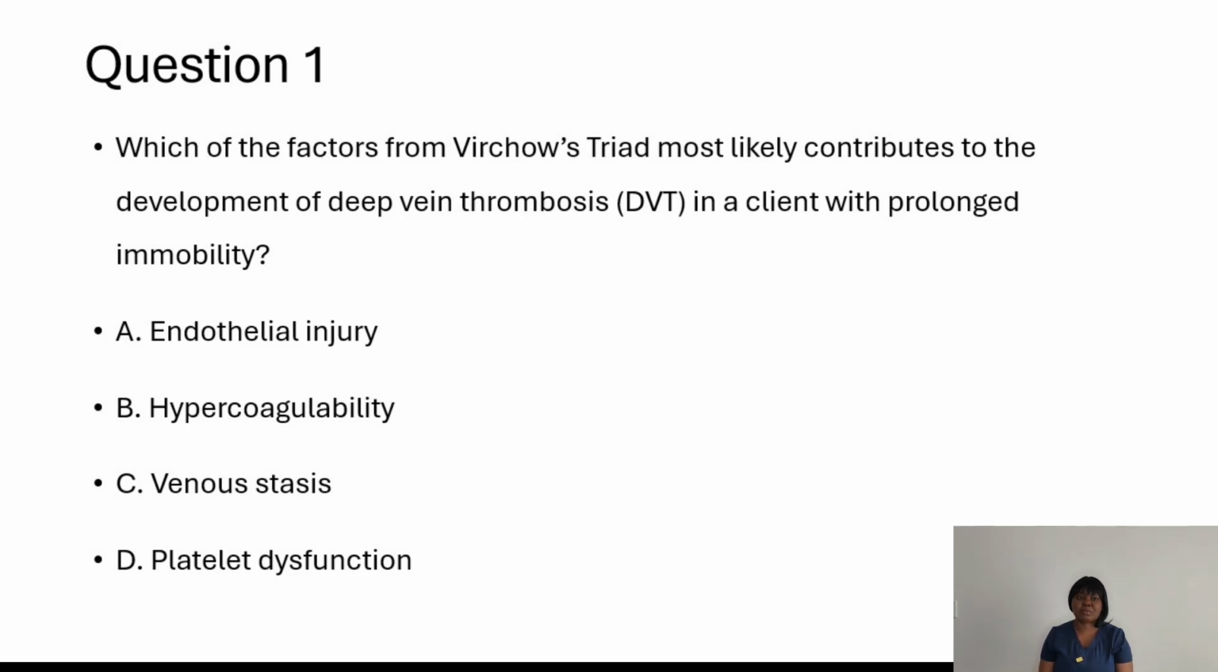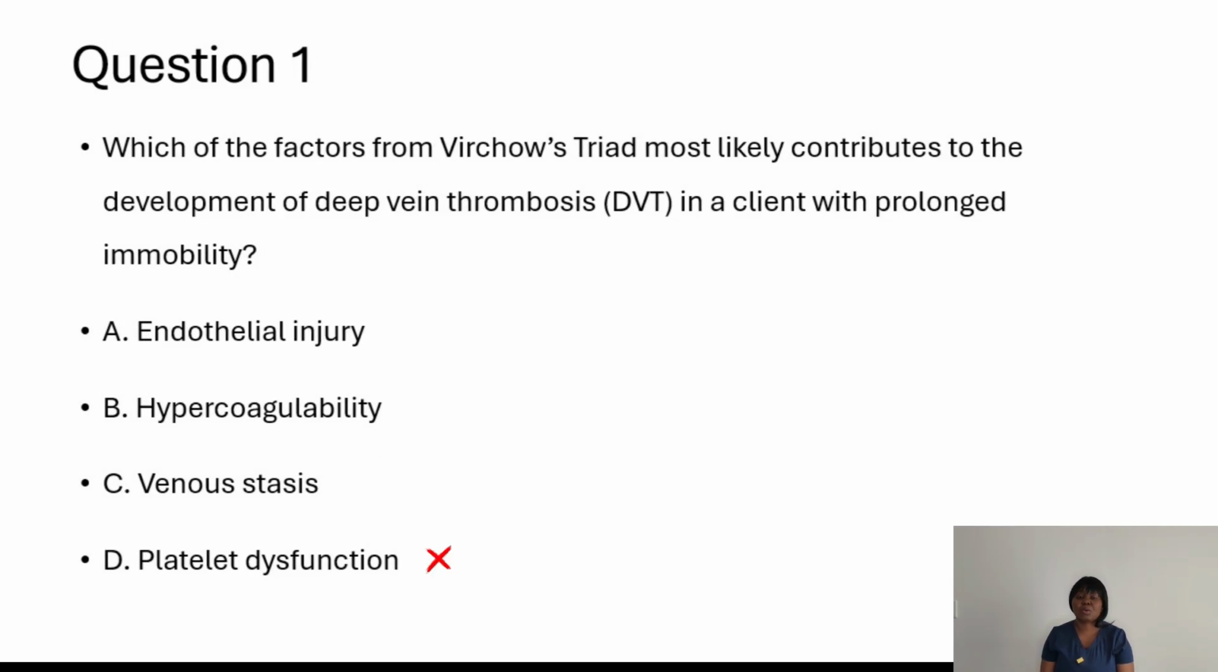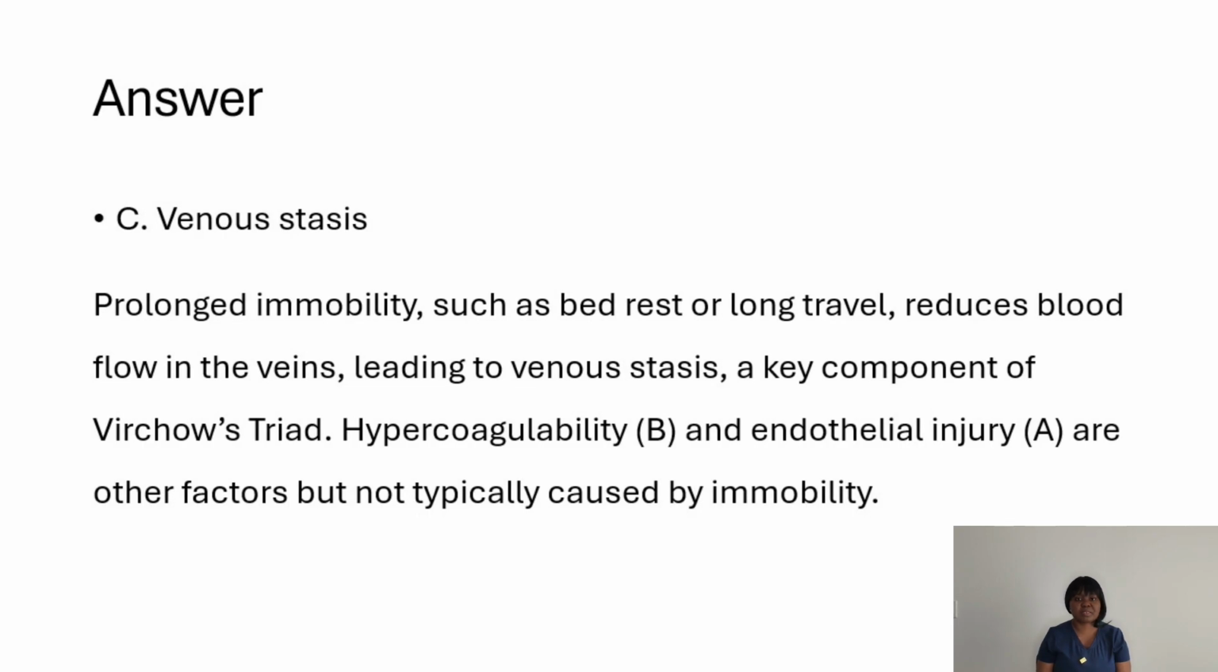We know that endothelial injury, hypercoagulability, and venous stasis are the 3 factors. But which of them will make a patient develop DVT as a result of prolonged immobility when the patient is not active? So will it be endothelial injury? No. Hypercoagulability? No. Venous stasis? Yes. We'll pick venous stasis because stasis has to do with when the blood is not moving or is slowed down as a result of what? Inactivity or immobility. So that would be the best option. We'll move to question 2.